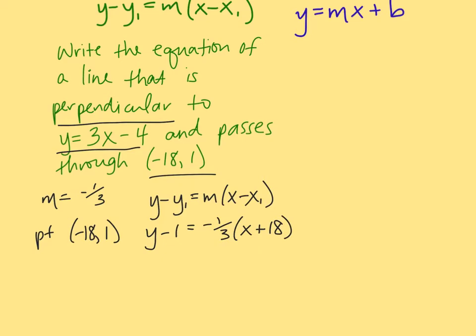Okay, let's solve for y. We don't usually want to write final answers in this form. We want to write them in slope-intercept form, so we're going to solve for y. So let's first distribute our negative 1/3 through.